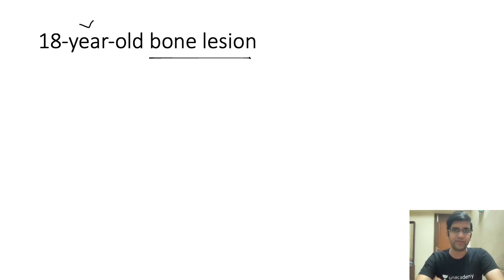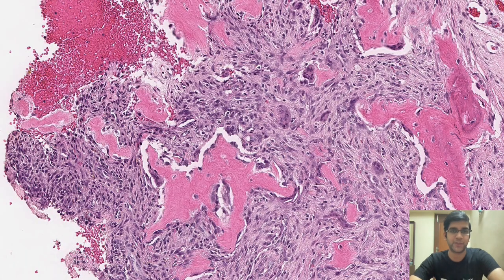Now let's go ahead with the question. 18-year-old, bone lesion. I'm not given what bone it is. Let's take in and around the knee joint. This is the biopsy which came here. So if you see here, I do have the bone tissue here. Whenever you look at the osteoid, the first and foremost thing I want you to look at is whether it's a normal osteoid or a neoplastic or malignant osteoid.